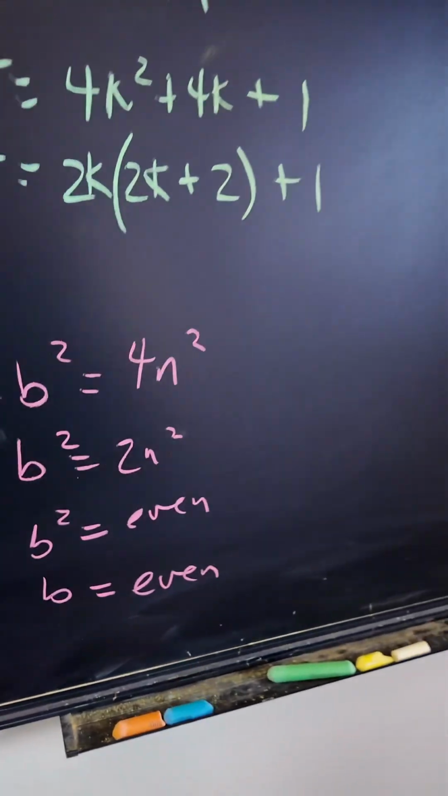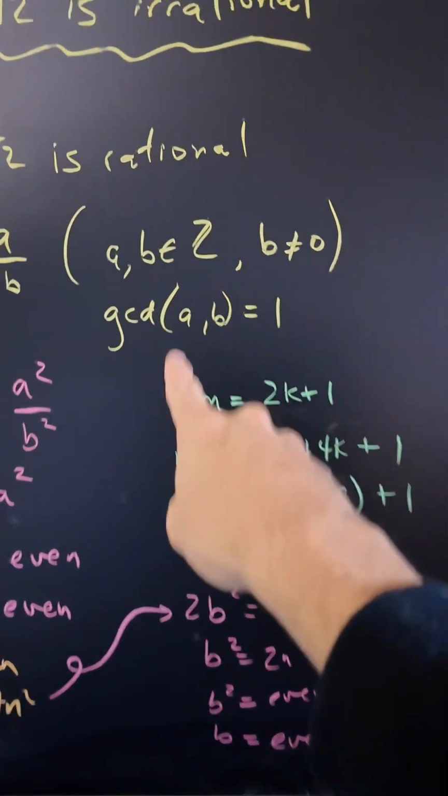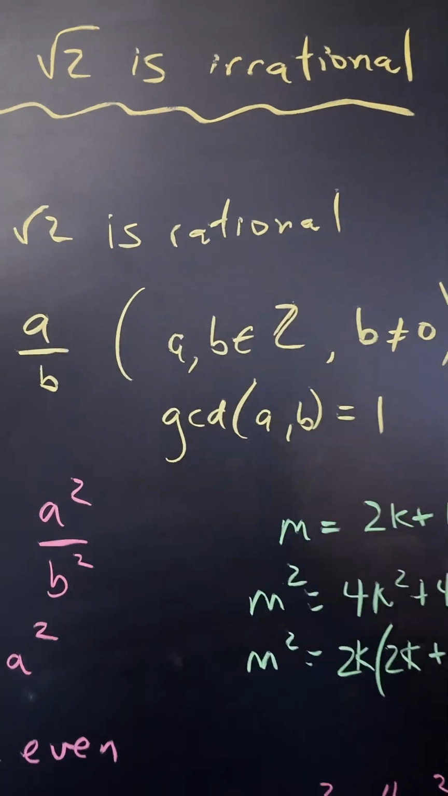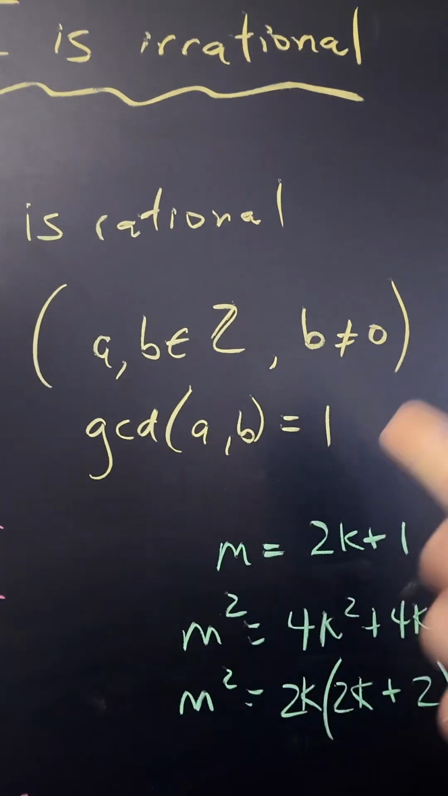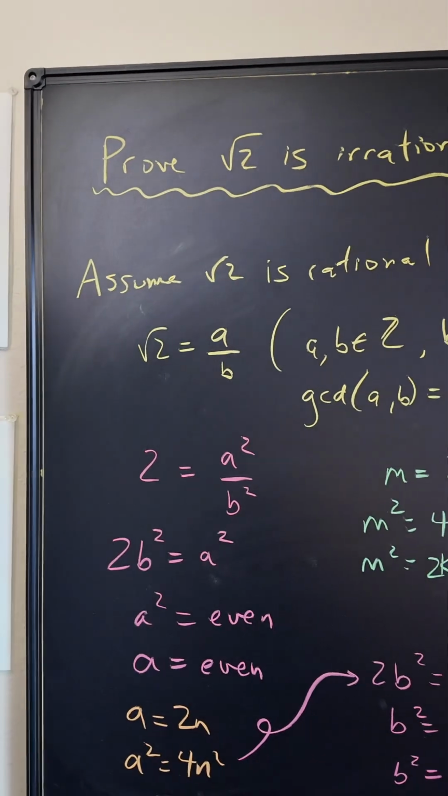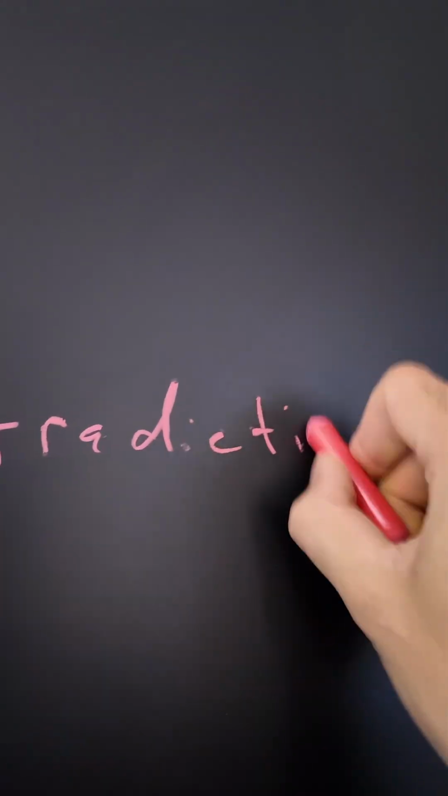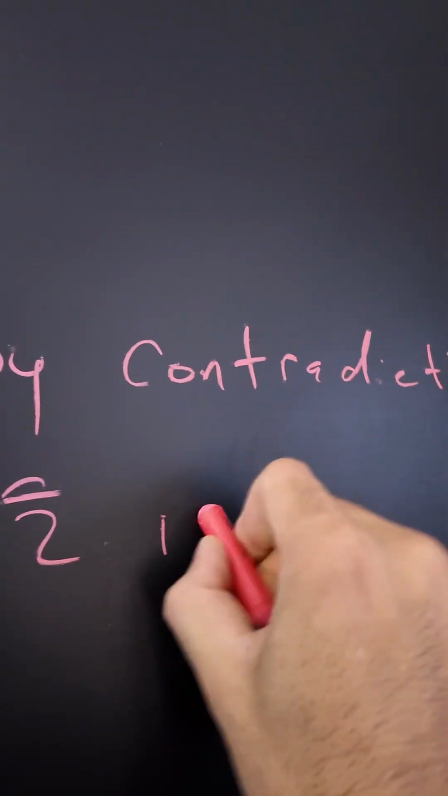So we have b is even and a is even, but that doesn't make sense, because a and b have to be co-prime. The greatest common divisor of a and b has to equal 1. This can't happen. The square root of 2 can't be written as a rational number. Therefore, we say by contradiction, because that's exactly what we found, the square root of 2 is irrational.